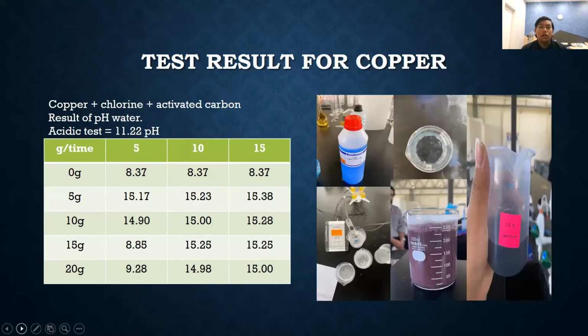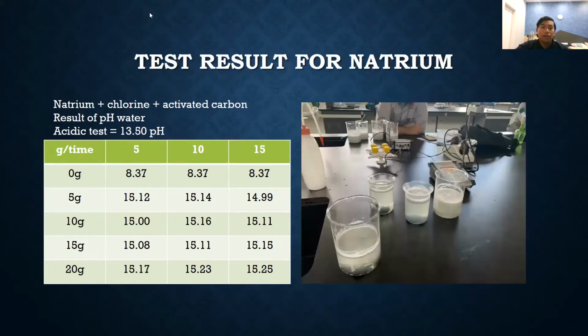So this is the result of copper. The acidic test of copper is 11.22 pH, and this is the table result of copper. The first picture is copper, the second picture is pH water, the third picture is activated carbon, the fourth picture is activated carbon plus chlorine plus copper, and the last picture is the acidic test. Next, I will give to my friend Syami Baharudin.